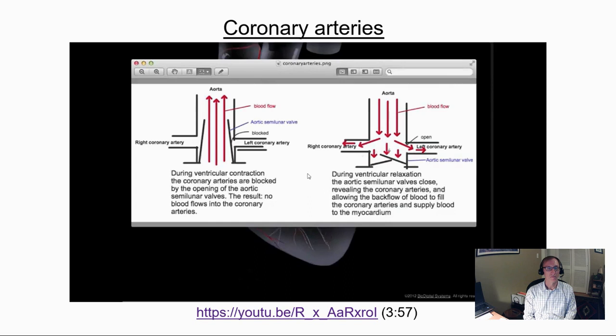However, as these aortic semilunar valves close during ventricular relaxation, the right and left coronary arteries become available or visible, and the backflow of the blood down the aorta, which is pressing against the aortic semilunar valve and closing it, also allows blood to flow into the coronary artery.